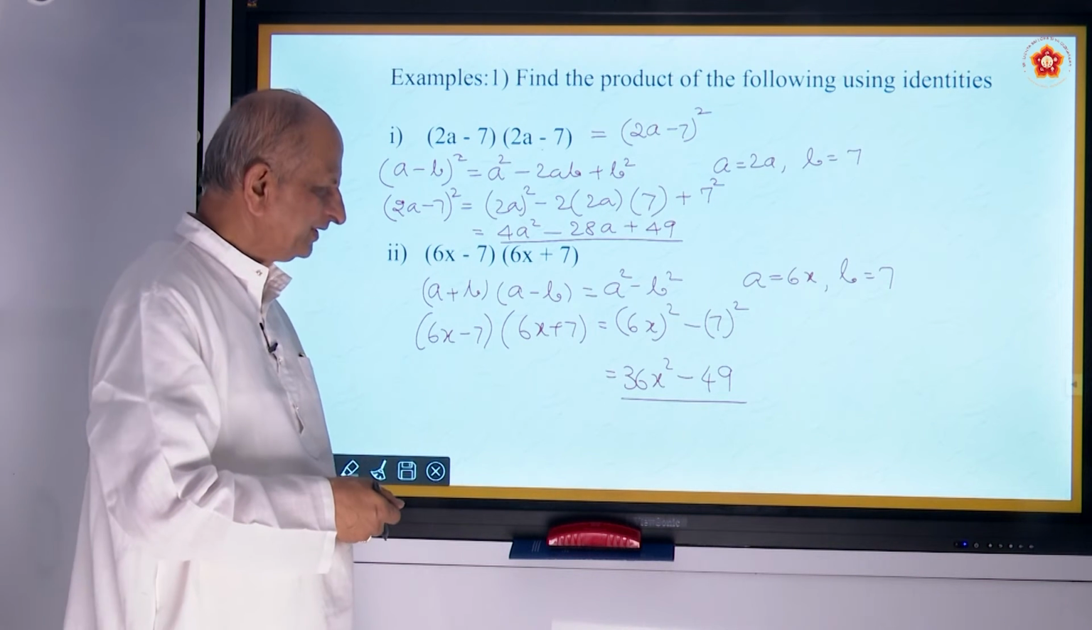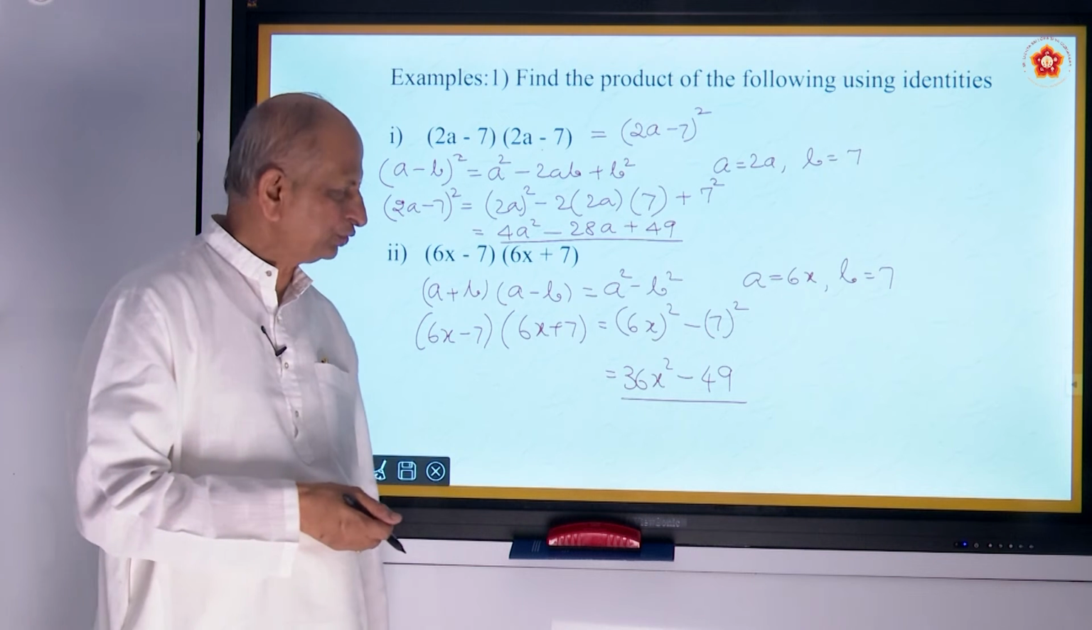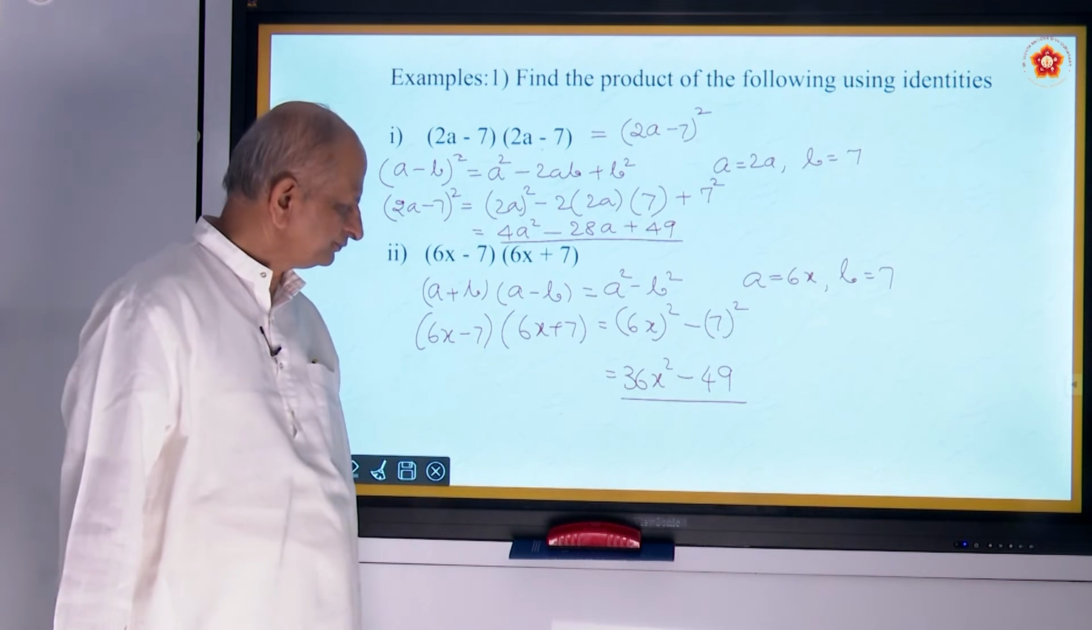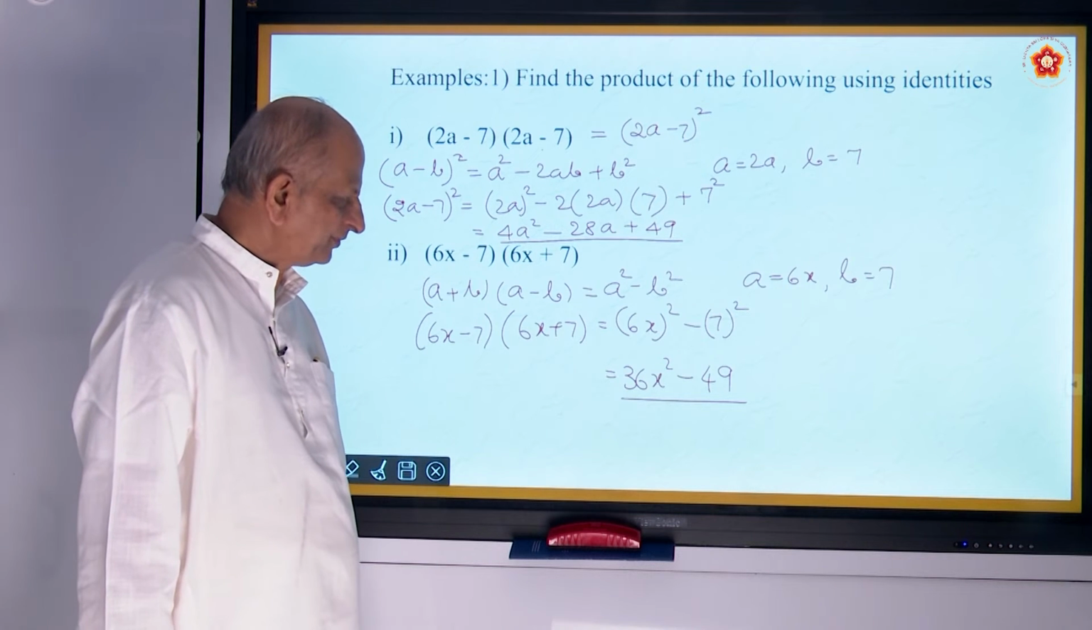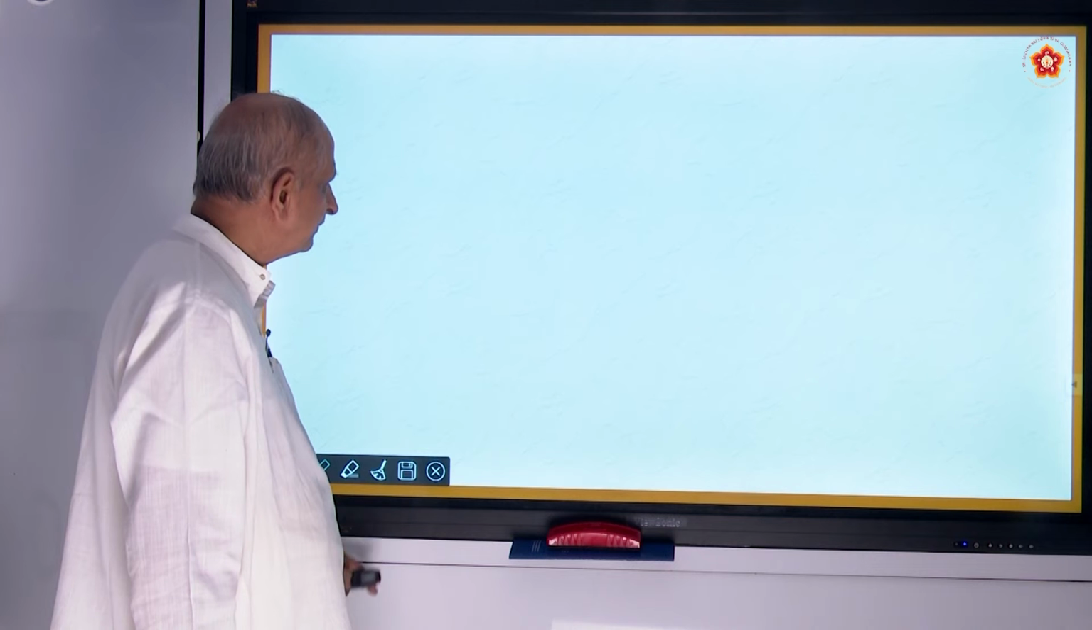In future you can do this orally also. No need of doing all these steps. But now is a beginning, therefore you should do as per the identity. Okay. So, very interesting problems and very simple also. You can work them out easily.